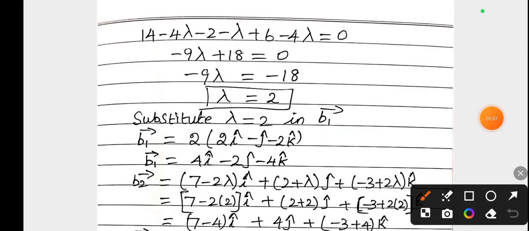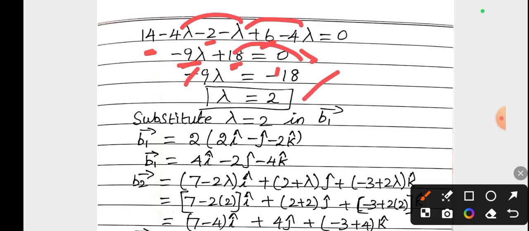Once you do it like this, minus 4 lambda and minus 4 lambda, it becomes minus 4 lambda minus lambda minus 4 lambda, that is minus 9 lambda. 14 and 2 you subtract, you get 12. 12 and 6 you add, plus 18. Plus 18 goes outside now, minus 18, children. Minus and minus get cancelled. Lambda value equals 2.